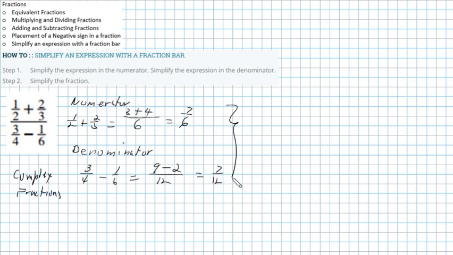And now we're back to our original problem. This is going to be what? 7/6 divided by 7 over 12. This is going to be 7 over 6 times 12 over 7. So remember, when you divide fractions, you multiply one by the reciprocal of the other. And of course, 7 divided by 7 gives me 1. That leaves me with 12 over 6, which of course leaves me with 2.